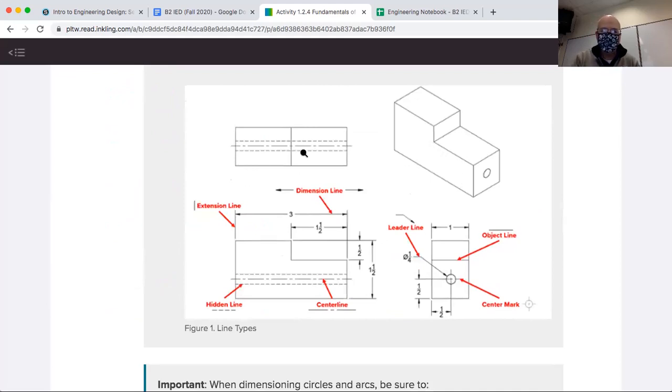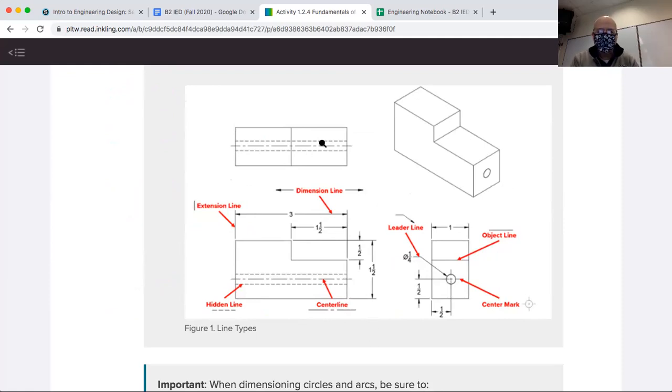Isometric, 3D isometric, and then the orthographic top, front, and side. And then I want you to draw this and dimension it as shown. These are all the names of the different dimension lines. You can look at them. It's pretty obvious what they are. Extension extends, dimension shows the dimension, etc.